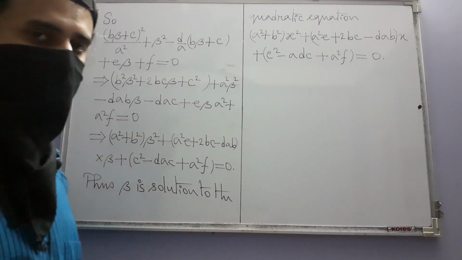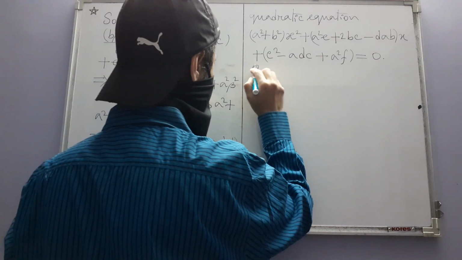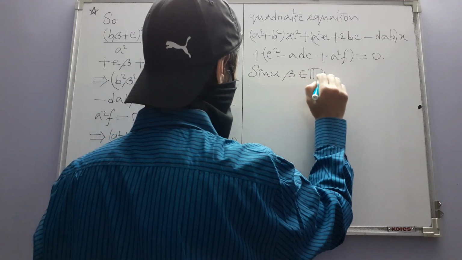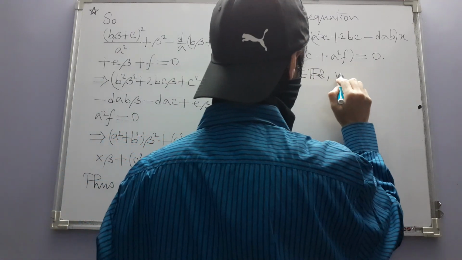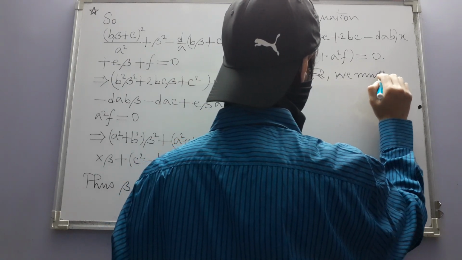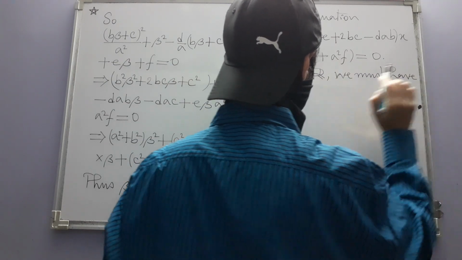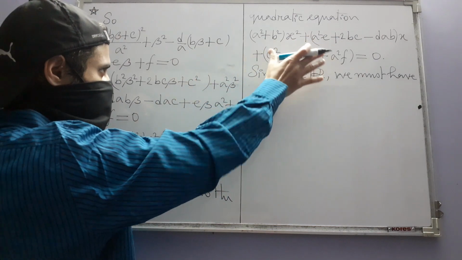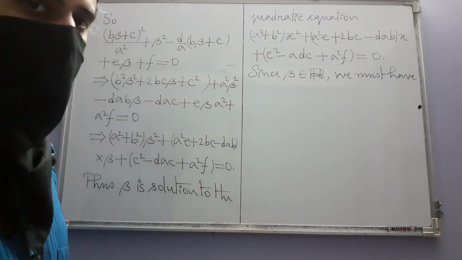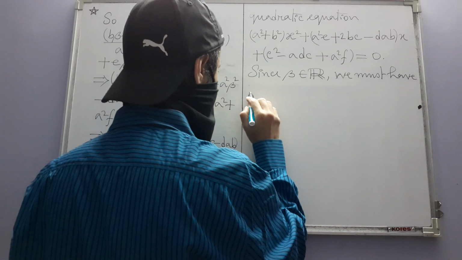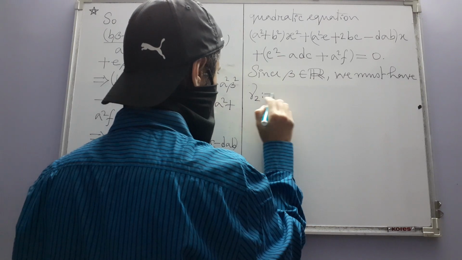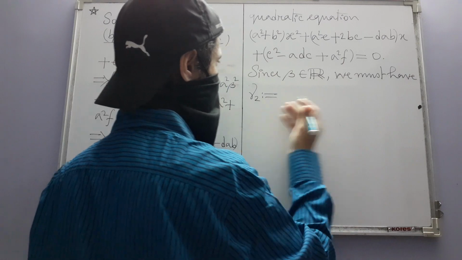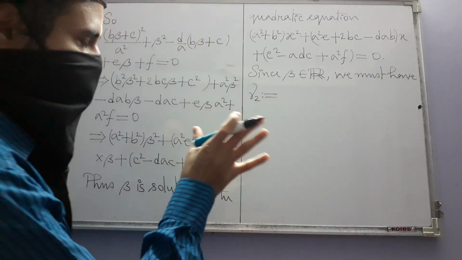Again, because beta is real, same argument. Since beta is real, we must have, so the discriminant of this one, this quadratic expression, we are going to name it gamma 2. This one is going to be a little big, but we do not have to do anything with it. We just have to mention it once.